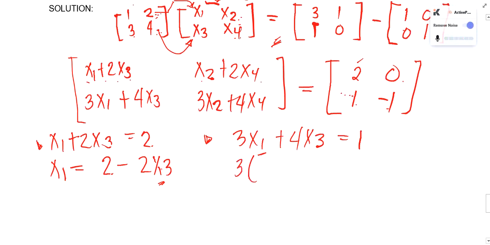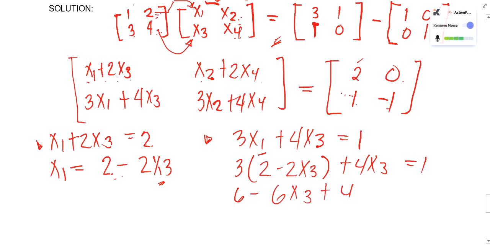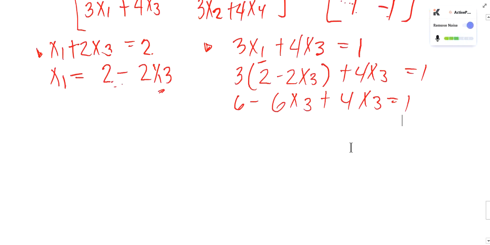So, 3, yung x1 natin given, which is 2 minus 2x3 plus 4x3 is equal to 1. So, simplifying the equation, magiging 6 minus 6x3 plus 4x3 is equal to 1. So, ano yung magiging value natin ngayon ng x3? So, magiging value natin ngayon ng x3 is equal to 5 over 2. So, yan yung value natin ng x3.